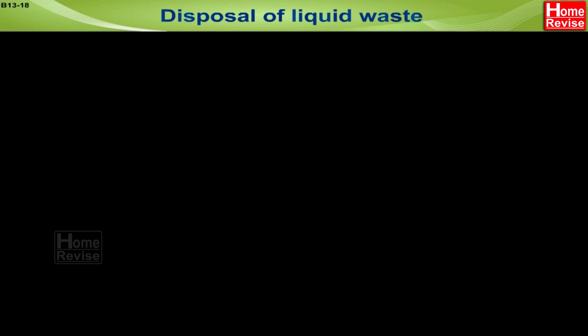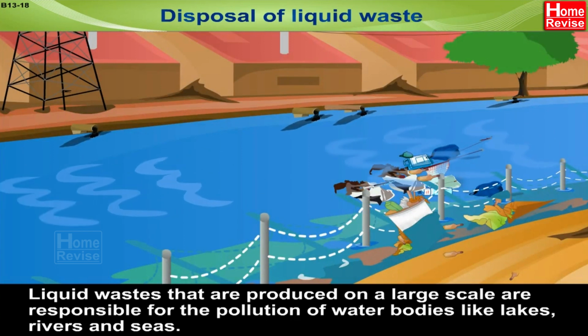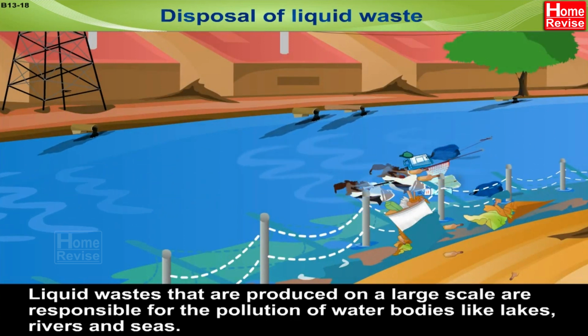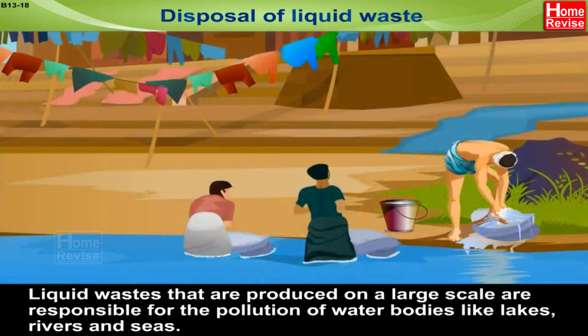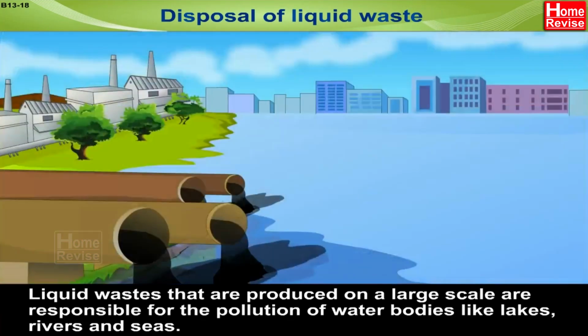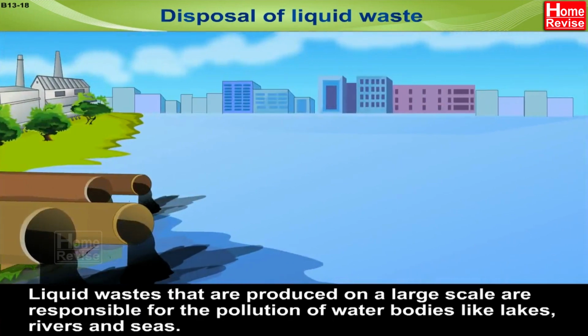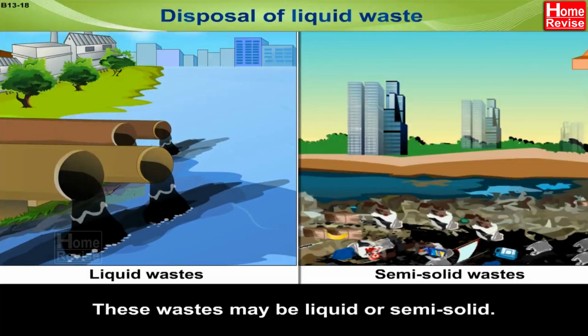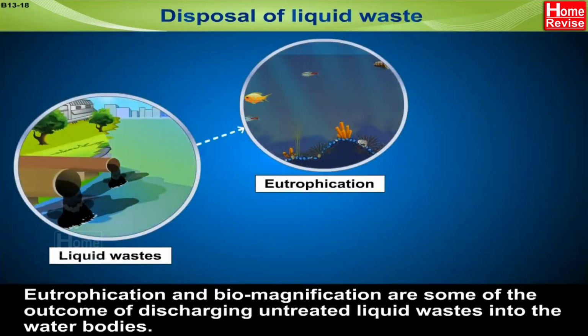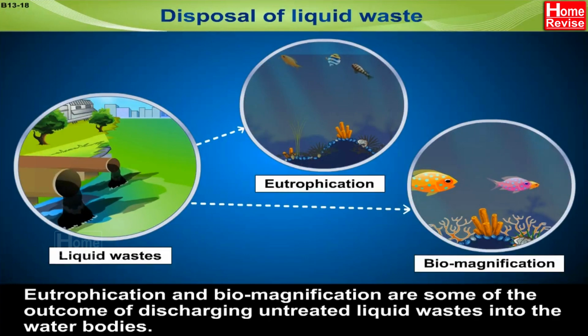Disposal of liquid waste. Liquid waste that is produced on a large scale is responsible for the pollution of water bodies like lakes, rivers, and seas. These wastes may be liquid or semi-solid. Eutrophication and biomagnification are some of the outcomes of discharging untreated liquid waste into the water bodies.